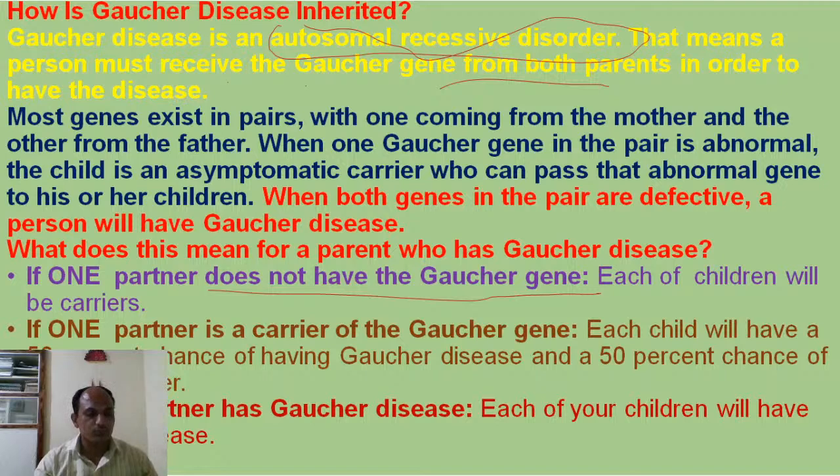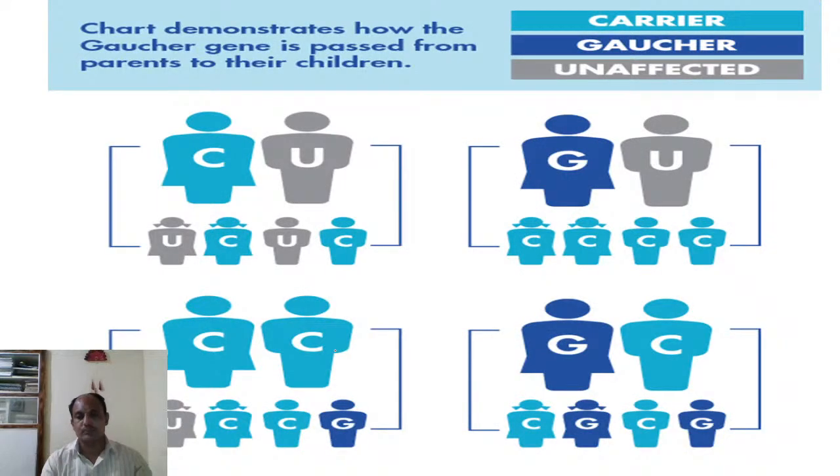Okay, and if both partners, or both parents, have Gaucher disease or have the Gaucher gene, then each of their children will suffer from this Gaucher disease. So in this way, Gaucher disease can be inherited or transmitted to the next generation. See, this is the diagram which shows how Gaucher disease gets transmitted to the next generation.